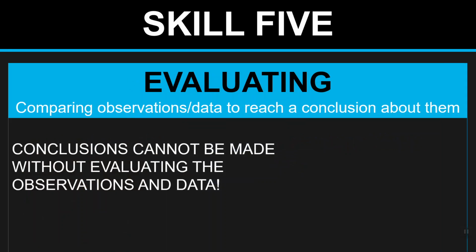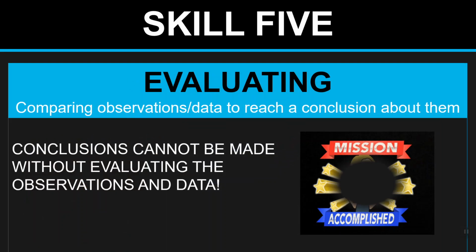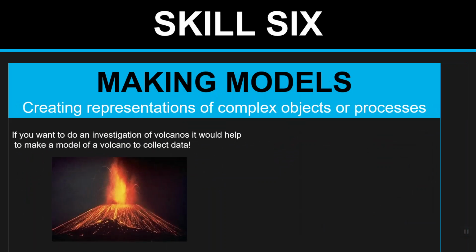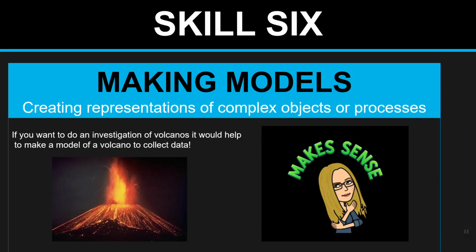Skill 5, evaluating, comparing observations or data to reach a conclusion about them. So conclusions cannot be made without evaluating the observations and data. So in order to have your mission accomplished, you'll have to use those observations and data to make your conclusion. Skill 6, making models. Creating representations of complex objects or processes. So if you want to do an investigation of volcanoes, it would help to make a model of a volcano to collect the data. I think it'd be kind of a little dangerous to have a volcano in our classroom.